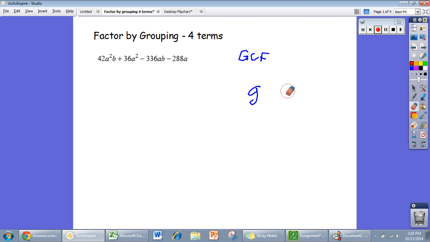For our first problem here, though, I'm looking at it, and all these 4 terms can be divided by 6. So let's begin with getting out our greatest common factor. It's only going to help us make our problem much easier to work with if we can reduce the size of these numbers. In addition to factoring out a 6, I'm looking at a squared, a, and an a. I can also factor out an a from each of my 4 terms. So factoring out the 6a, when I divide, let's see what remains.